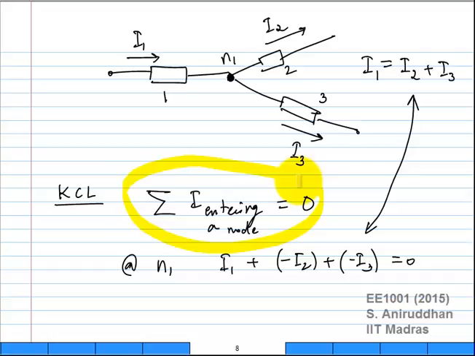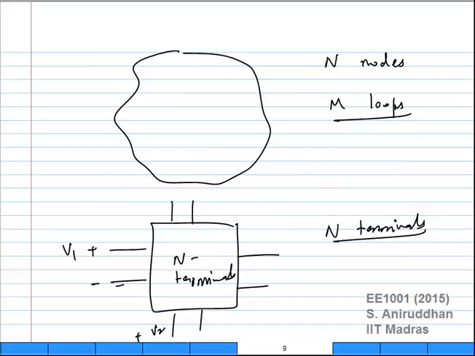It can be expressed in many ways, right? This is the most common way of expressing it. You can say sum of all currents entering a node should be equal to sum of all currents leaving a node. All of this depends on the convention you have chosen for the directions of the currents. As I pointed out, we can choose the current in this way. I think we pointed that out later.